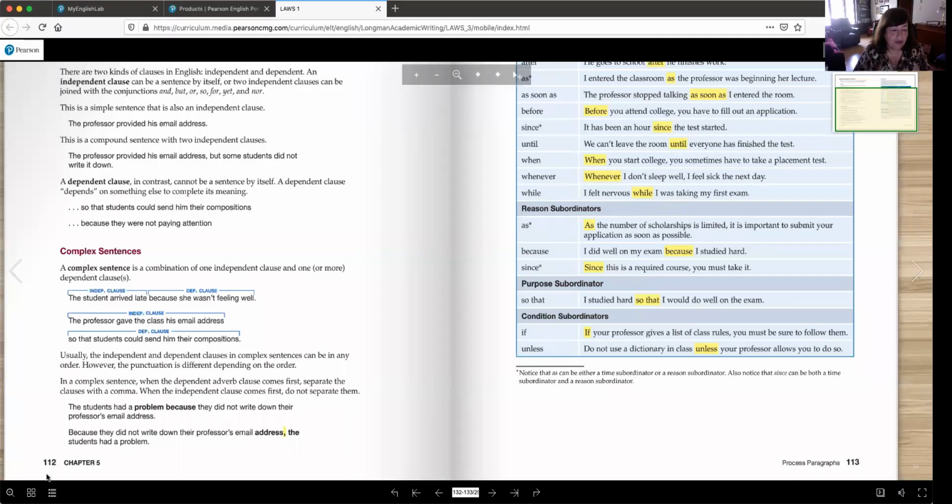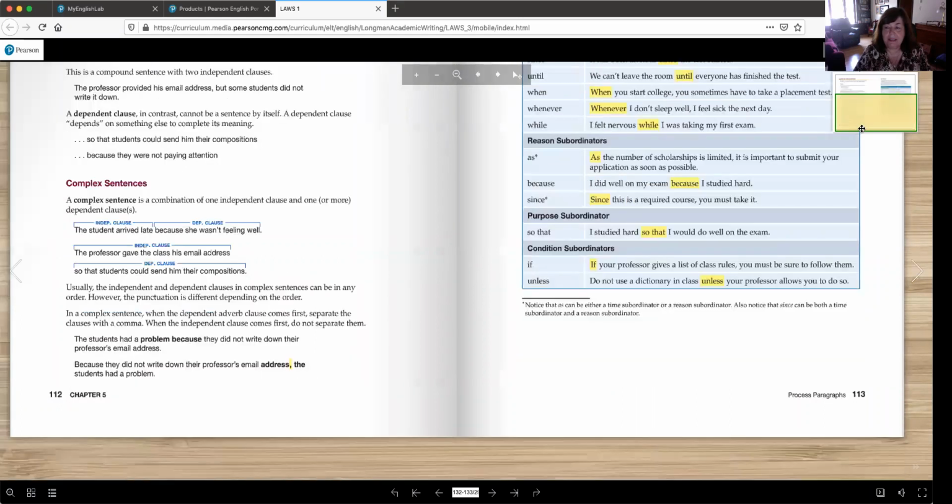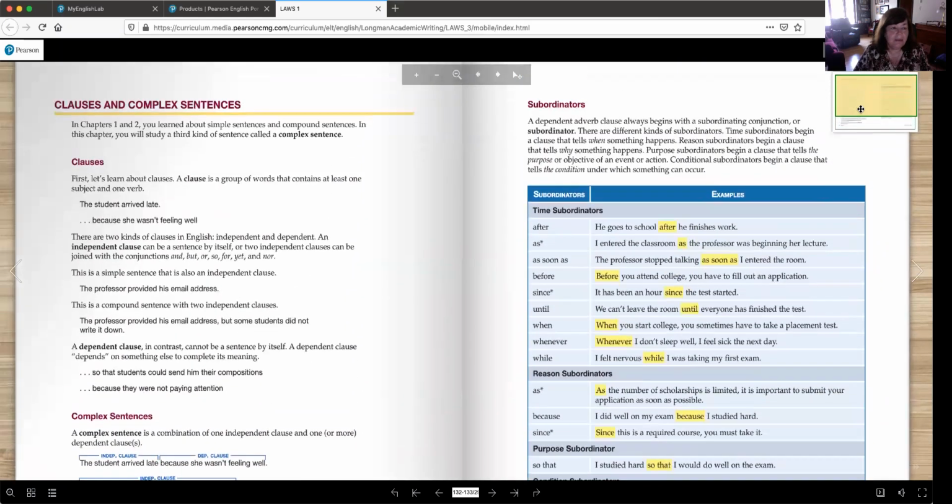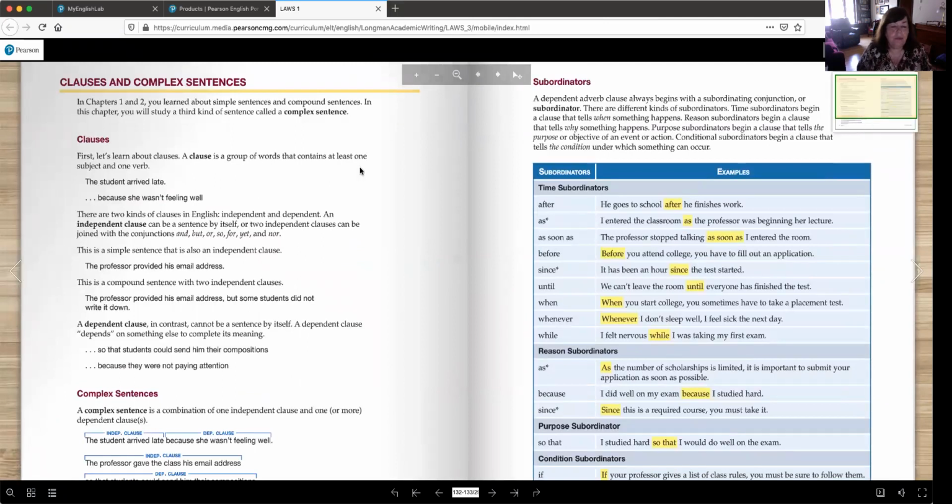So take your writing book and turn to page 112, 112. Let me share the screen with you. Here we go. Okay, so you're on page 112 of the book, and this is about the complex sentences. Let me take it to the top. Here we go. Okay, 112. Follow along with me. It's probably not real clear on your screen, the book I'm showing you.